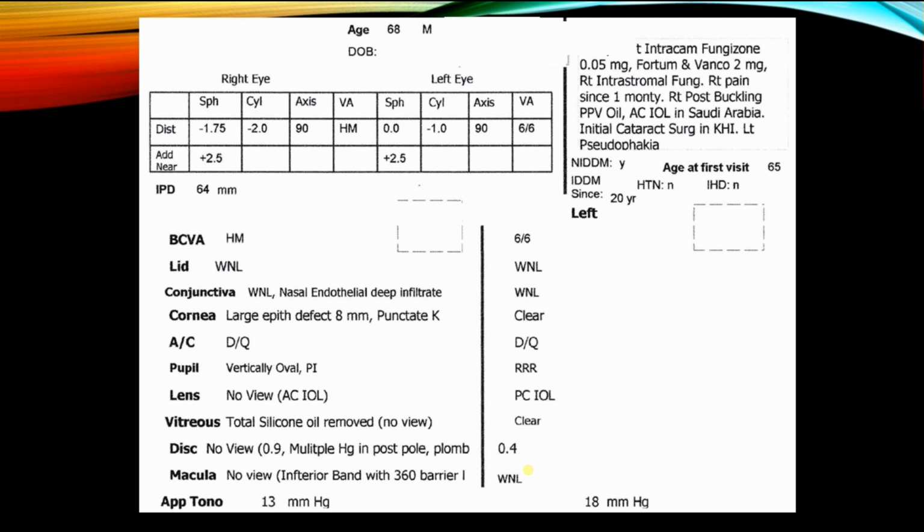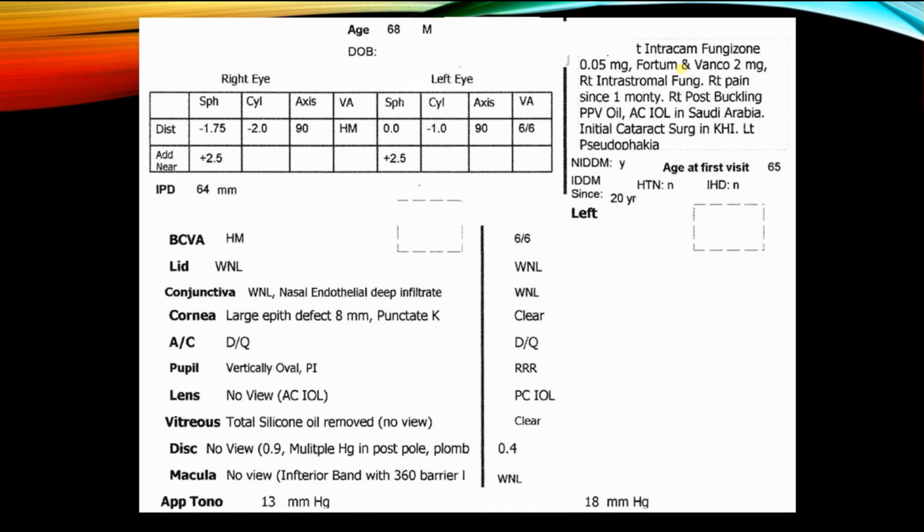What we did was we gave him an intracameral fungizone 0.05 milligram and Fortum and vancomycin 2 milligram, and also an intrastromal fungizone injection of the same concentration. His problem was that he's complaining of a lot of pain in his eye, which is not going down.